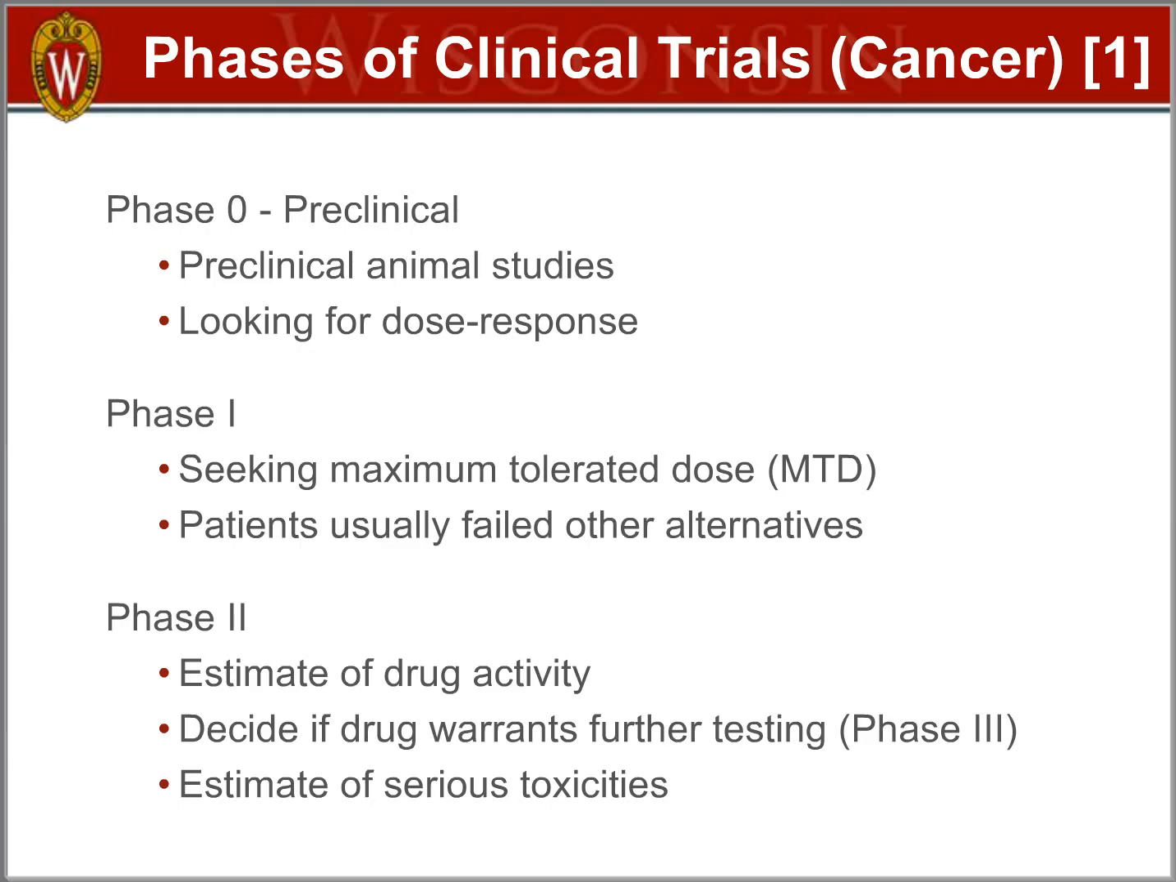In phase 2, we're estimating the drug activity or the device activity, to decide if the drug warrants further testing. We want to rule out therapies that aren't working. Most drugs and some devices fail at either the phase 1 or phase 2 levels. We're also trying to estimate something about serious toxicity. So in some sense, you can think about this as preliminary data in the development process.